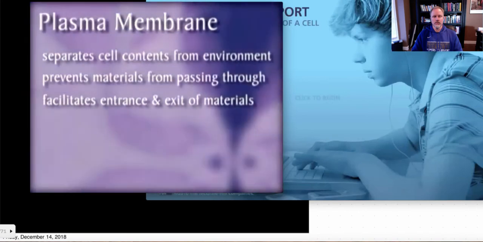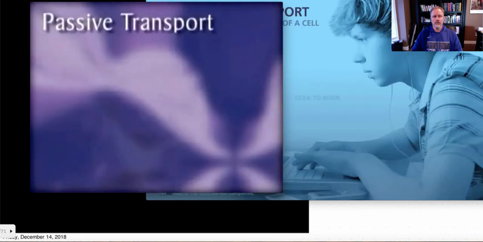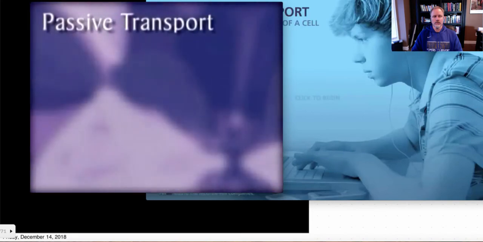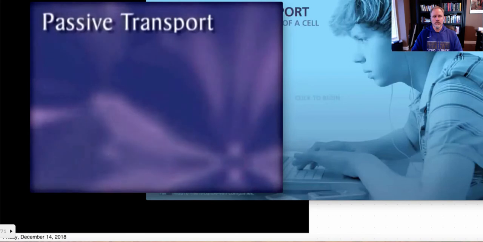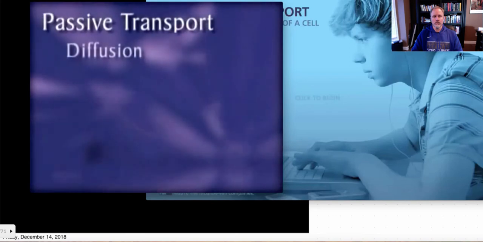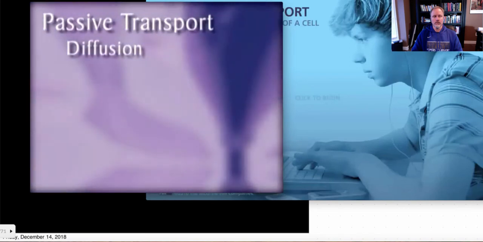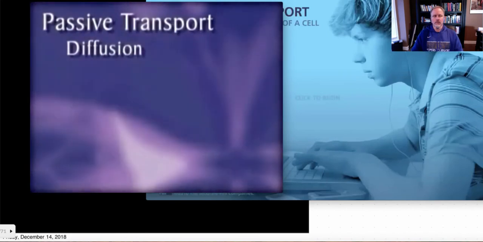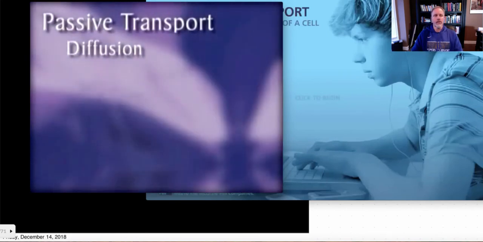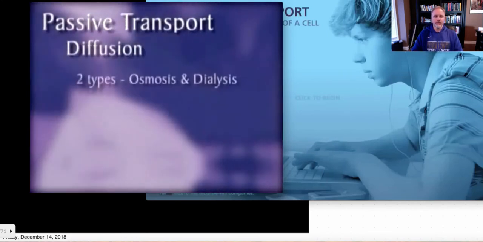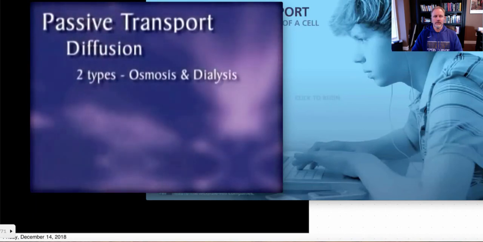Materials may move through membranes passively or actively. In this video segment, passive transport, which uses Brownian movement, was introduced. Passive transport includes diffusion, defined as the movement of materials from a region of high concentration to low concentration. Two specific forms of diffusion are osmosis and dialysis.